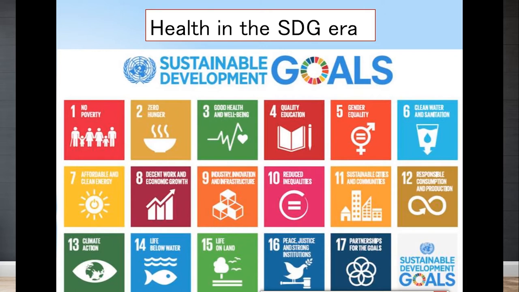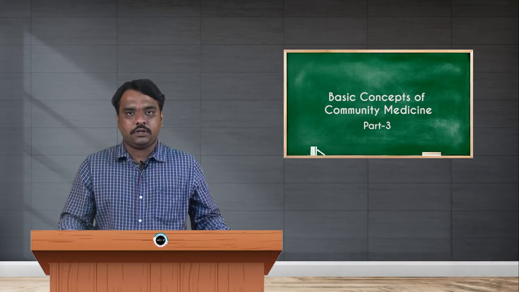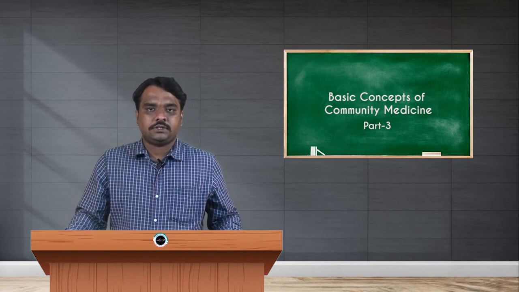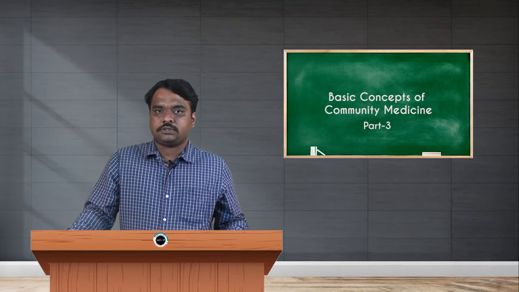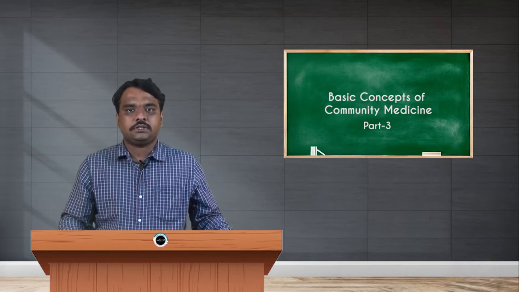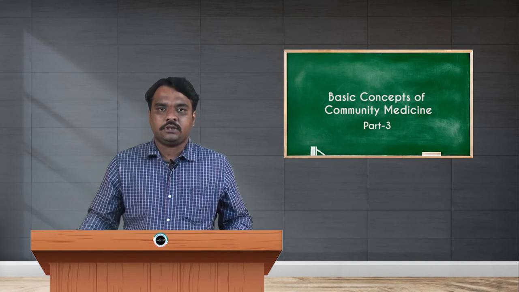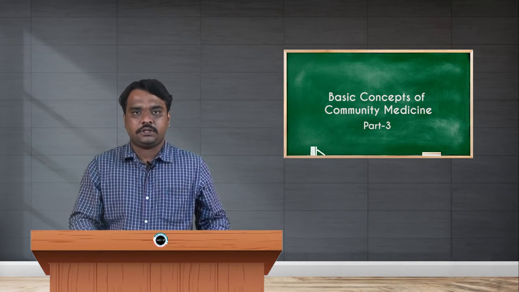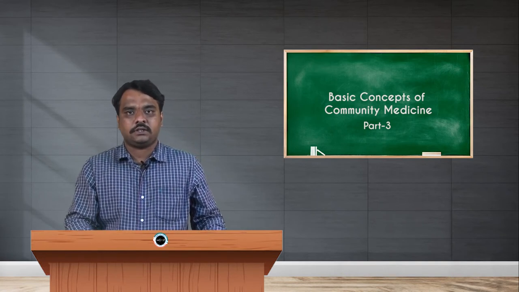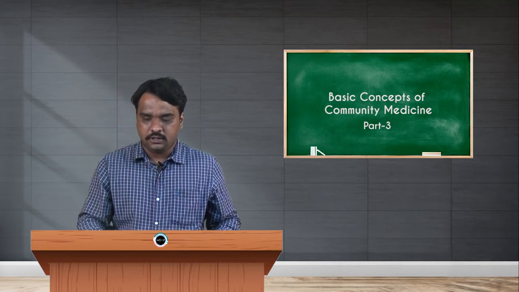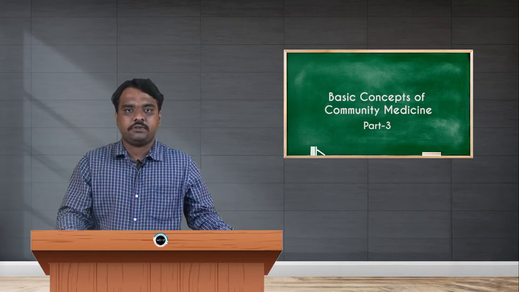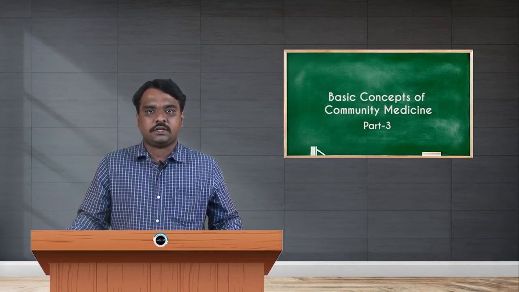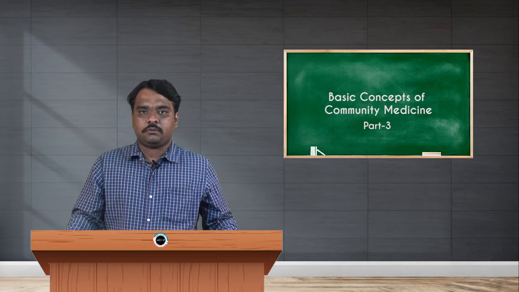When we are working in the community, we need to have good social equilibrium and friendly relationships, which will influence the health of the individual as well as the whole community. So these are the 17 aspects which influence community health, that is the SDG era, the Sustainable Development Goals era.